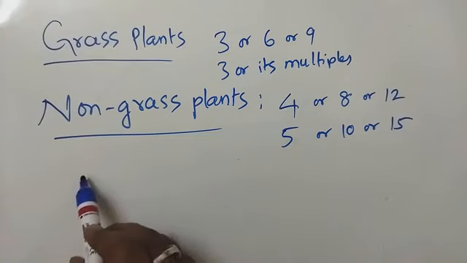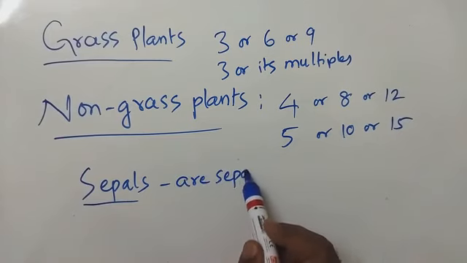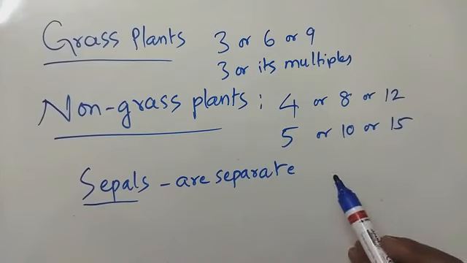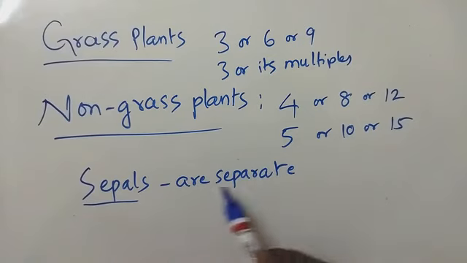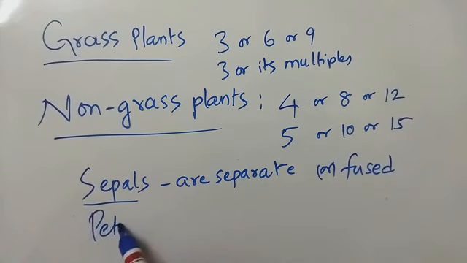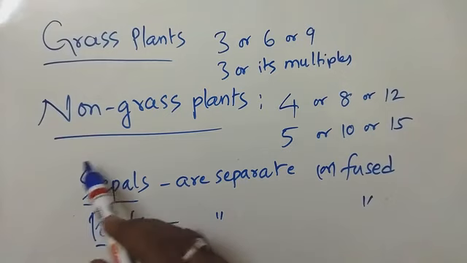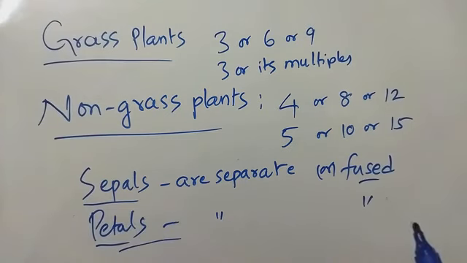And in some plants, the sepals are separate. Separate means they are not joined to each other. In some plants, sepals are fused, meaning joined together. Petals, in some plants they are separate, in some plants they are fused. In some plants, sepals may be separate, but petals may be joined. Example, hibiscus. In hibiscus, what have we learned? The sepals are separate, but the petals are joined. Right?